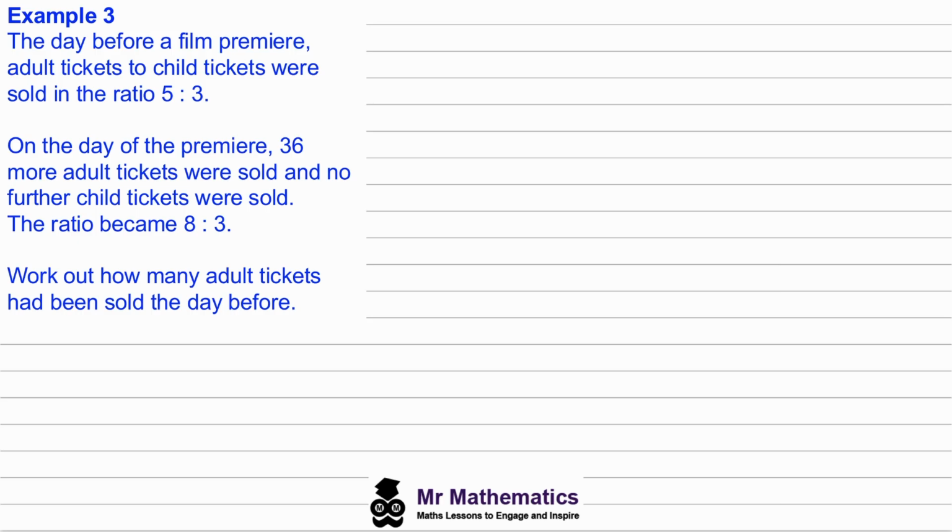Okay, so welcome back if you had a go. So the day before our film premiere, the adult tickets to child tickets were sold in a ratio of 5 to 3. And the day of the opening, 36 more adult tickets were sold and no more child tickets were sold, and the ratio became 8 to 3.